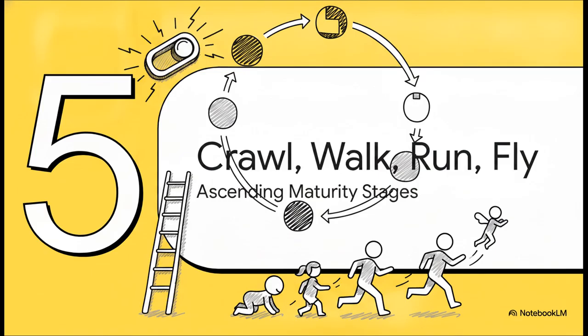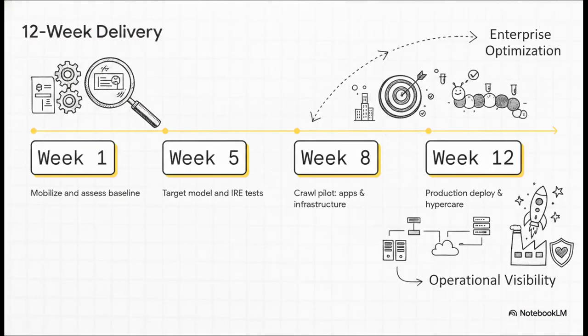Phase 5, crawl, walk, run, fly. With the switch finally flipped, we can expand our pilot scope. For a bounded pilot, the Runbook actually suggests a strict 12-week delivery sequence. Here's how it plays out. In week 1, you mobilize and assess your baseline. Fast forward to week 5, you're testing the target model in the IRE. By week 8, you're hitting the crawl pilot, focusing strictly on business applications and infrastructure. And finally, by week 12, you're looking at production deployment and hypercare. It's designed to systematically move you from operational visibility up to enterprise optimization without completely overwhelming your team.